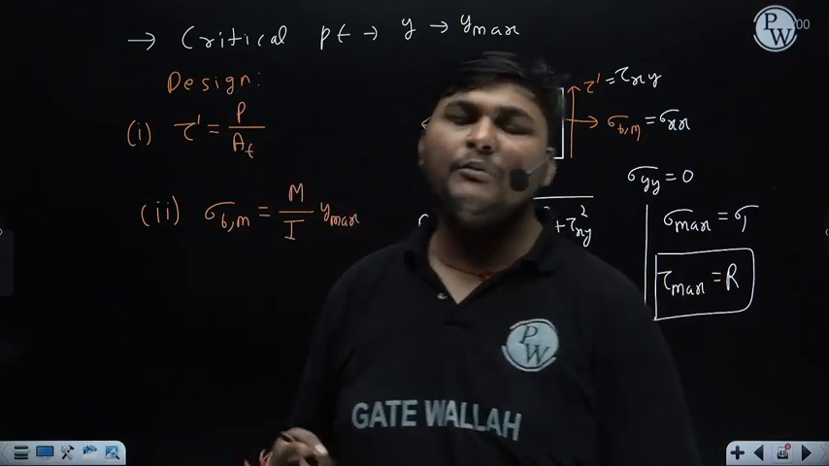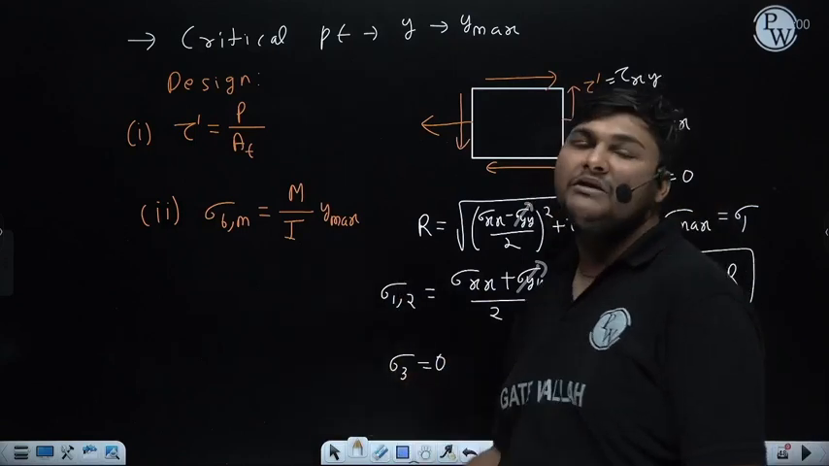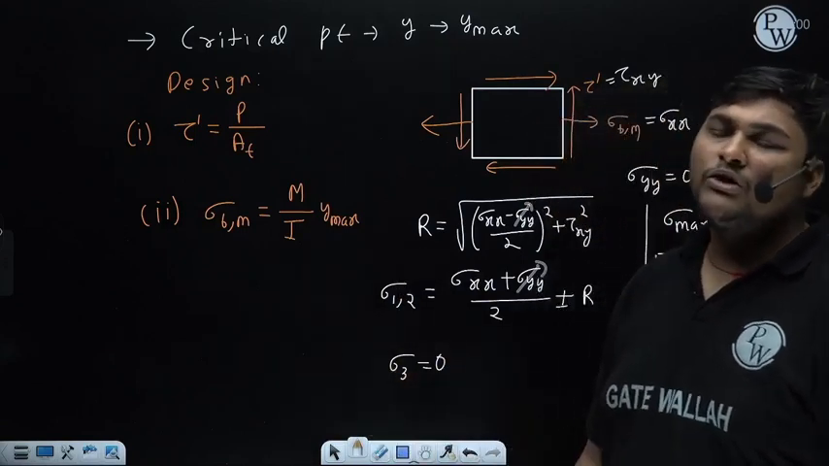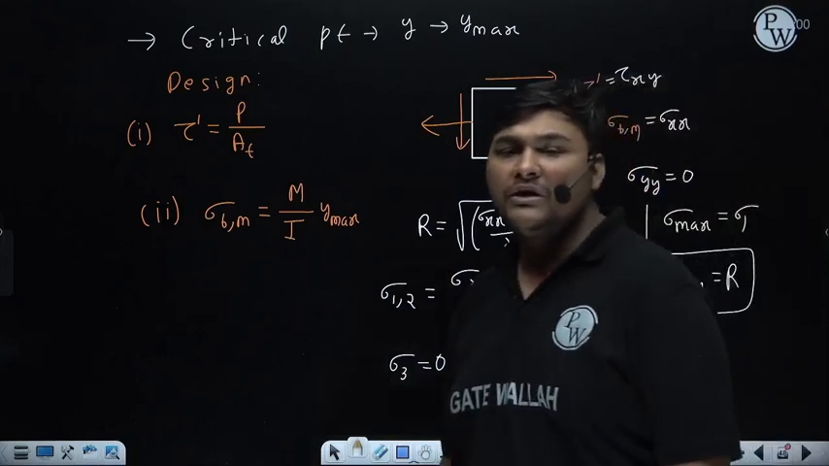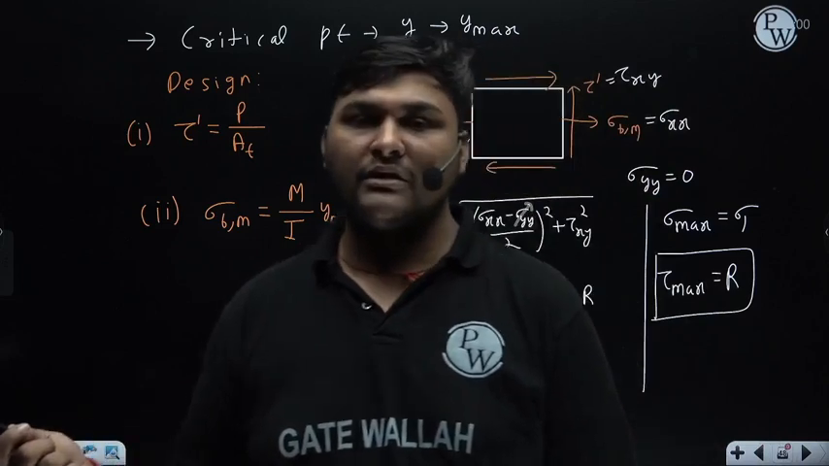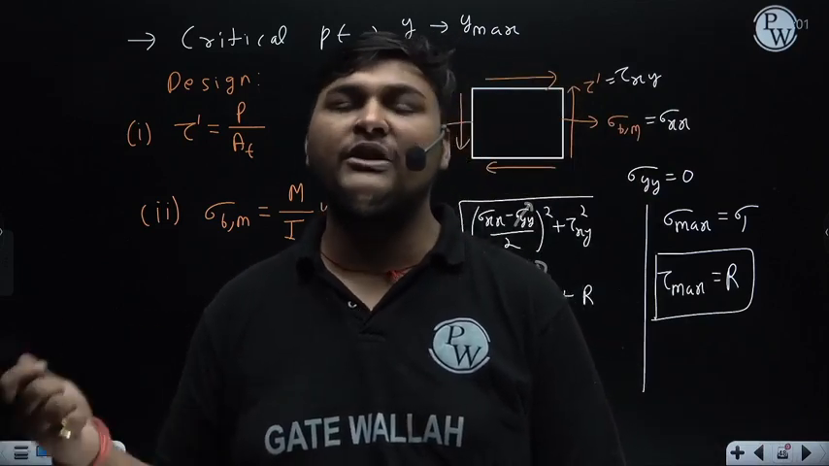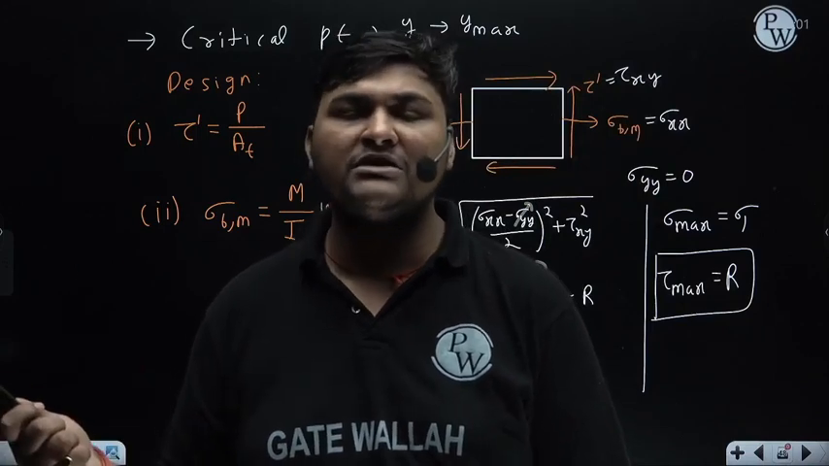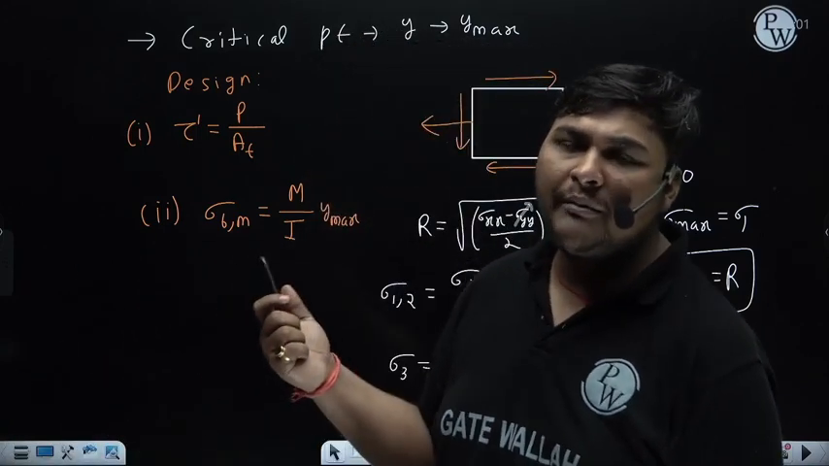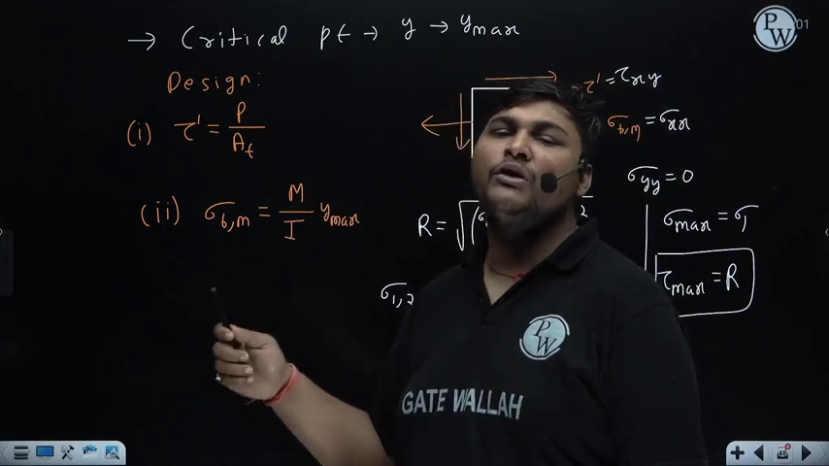But suppose the examiner is asking to design by von Mises theory of failure, then you need to calculate both sigma 1 and sigma 2. Sigma 3 will be 0. So by applying a suitable theory of failure, you can design this material. If permissible normal stress is given in the question, it means directly the overall maximum normal stress should be less than or equal to sigma p. So calculate the overall maximum normal stress and ensure that it is less than or equal to sigma p.